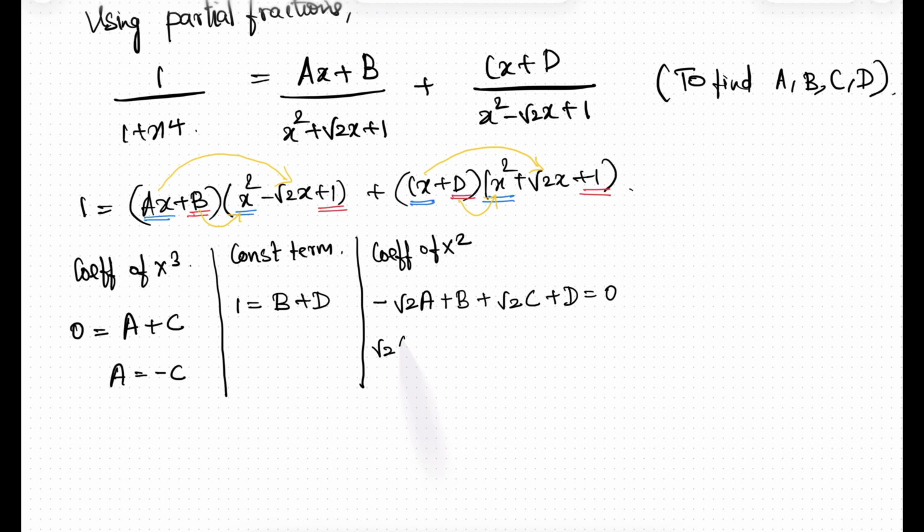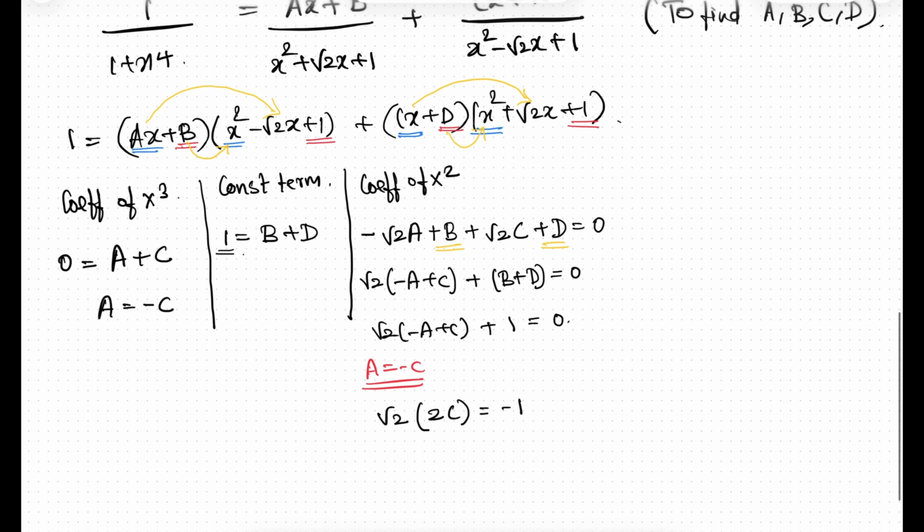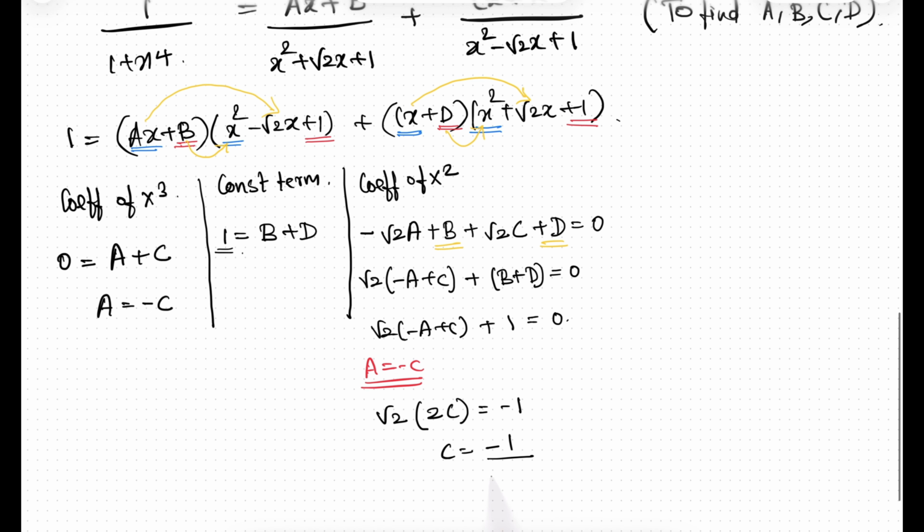So root 2 times minus a plus c, and this b and d can be added together such that b plus d is equal to 1, which we just saw earlier. So root 2 times minus a plus c, plus 1 is equal to 0. And we know that a equals negative c. So when a equals negative c, you will be getting 2c is equal to minus 1. So c is equal to minus 1 by 2 root 2. Alright, so c would be minus 1 by 2 root 2.